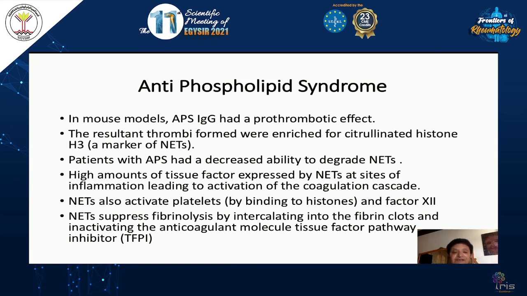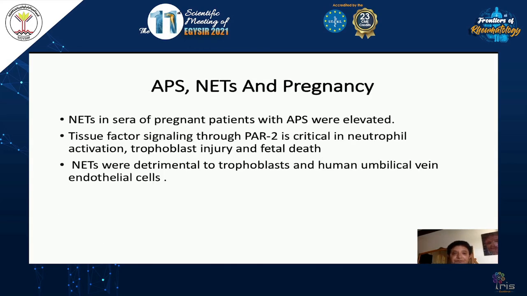There is a high amount of tissue factor expressed by NETs at sites of inflammation, leading to activation of the coagulation cascade. NETs also activate platelets by binding to histones and factor 12. NETs suppress fibrinolysis by intercalating into the fibrin clots and inactivating the anticoagulant molecule tissue factor pathway inhibitor, which is found in the endothelium. And so here, there is thrombosis induced by antiphospholipid antibodies.